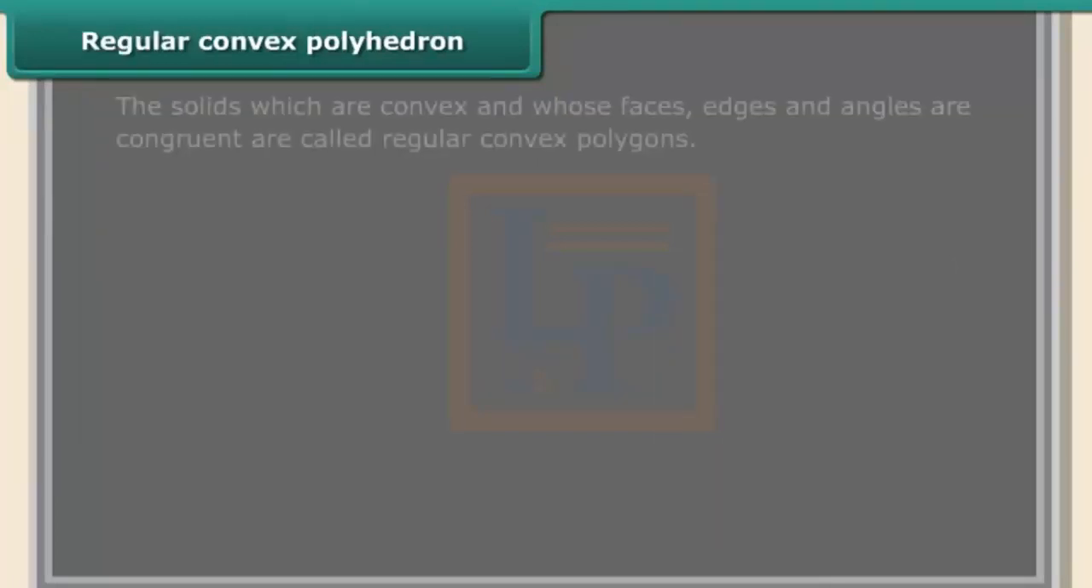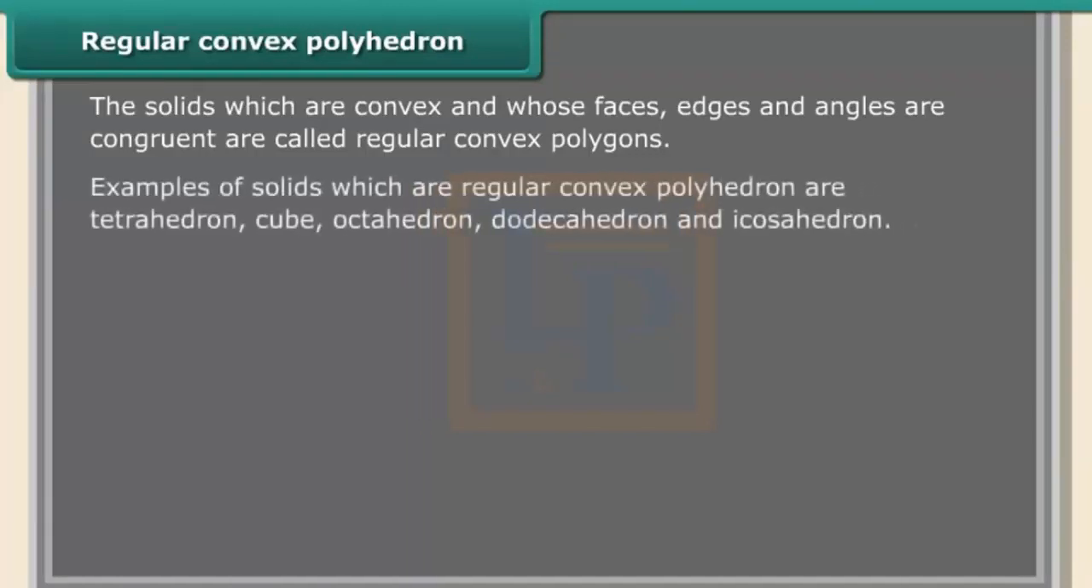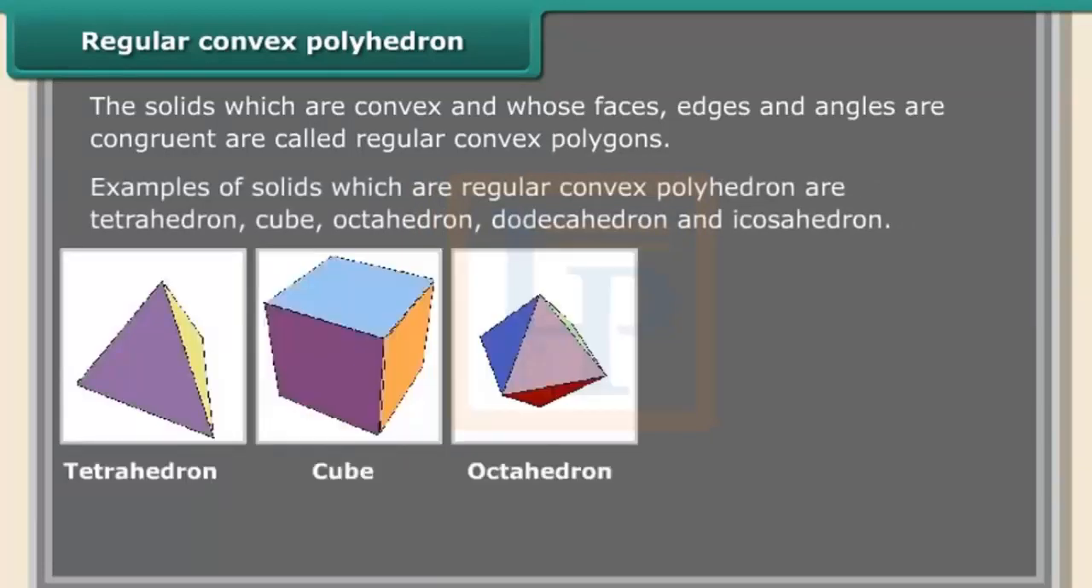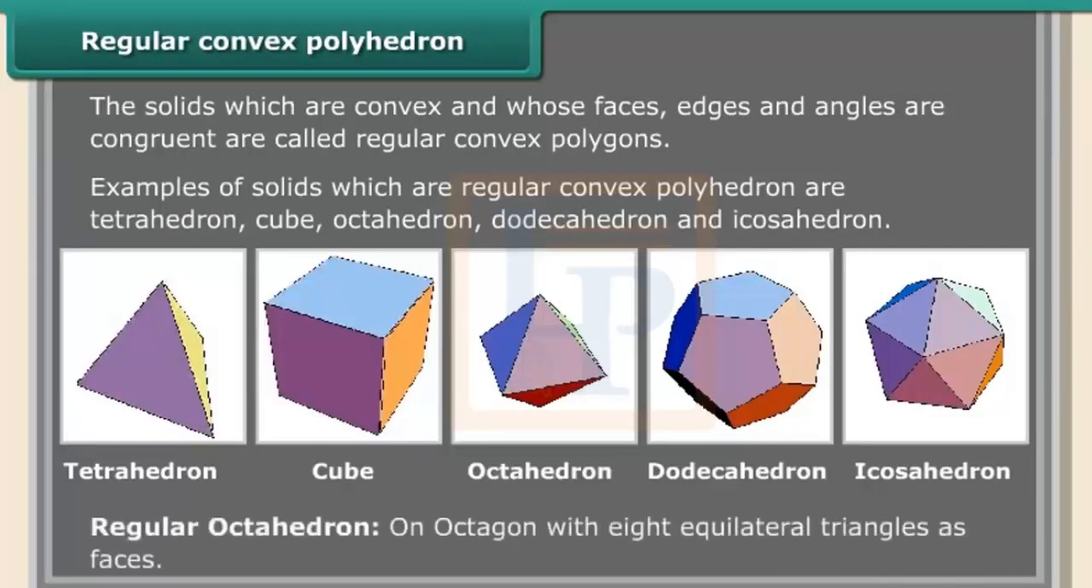Regular convex polyhedron: the solids which are convex and whose faces, edges and angles are congruent are called regular convex polyhedrons. Examples of solids which are regular convex polyhedron are tetrahedron, cube, octahedron, dodecahedron and icosahedron. Regular octahedron: a solid with 8 equilateral triangles as faces.